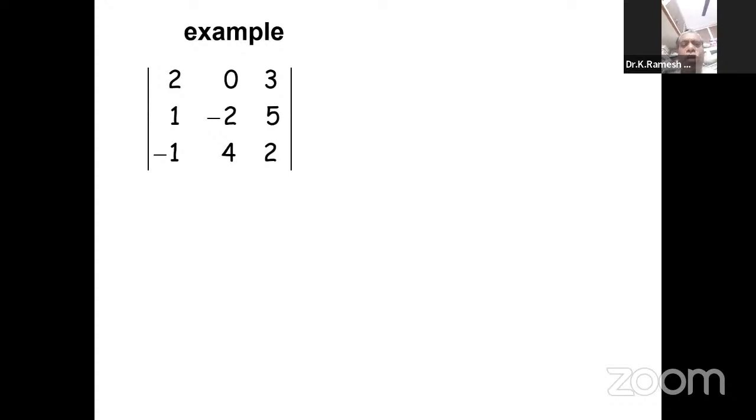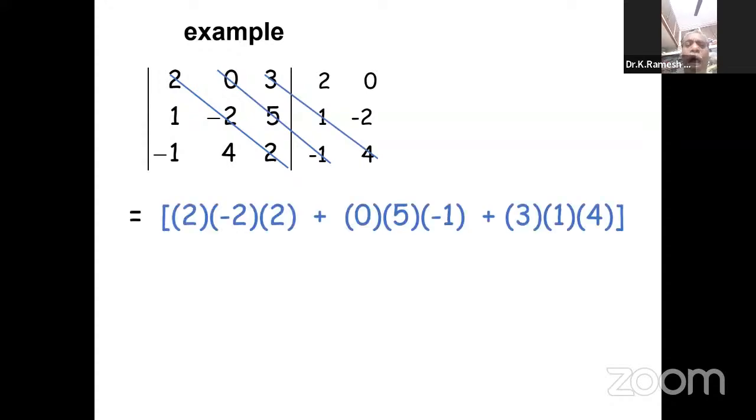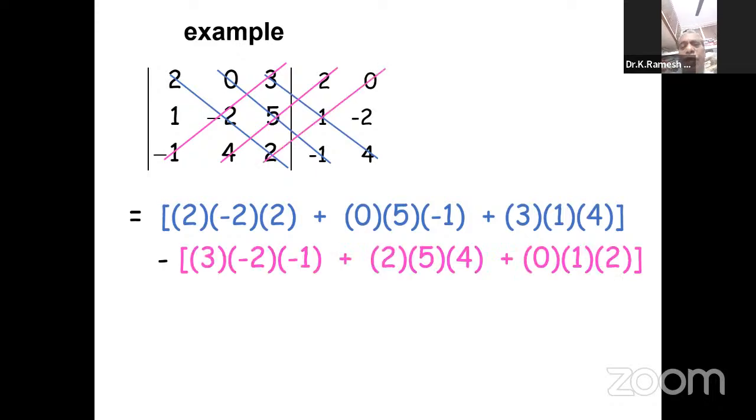order matrices. Next example. Here also 2, 0, 3, 1, -2, 5, -1, 4, and 2. Along this one, you repeat the column 1 and column 2 elements, and then find the determinant by Sarrus' rule. That is, the product of the downward arrow elements is added, and then subtracted from the product of the upward diagonal elements. The difference of these two products will be the determinant by Sarrus' rule.